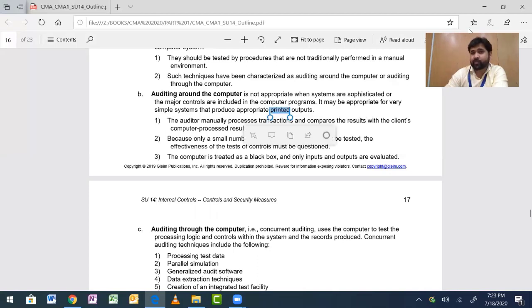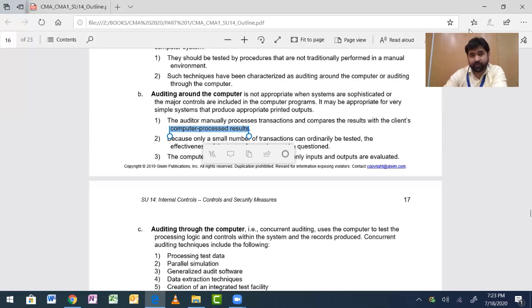Fine, printed outputs and all those things you have. Now the auditor manually processes transactions and compares the result with the client's computer processed results. So auditing around the computer, with the help of the computer you are doing this. Through the computer means the entire audit work will also be done through the computer itself.